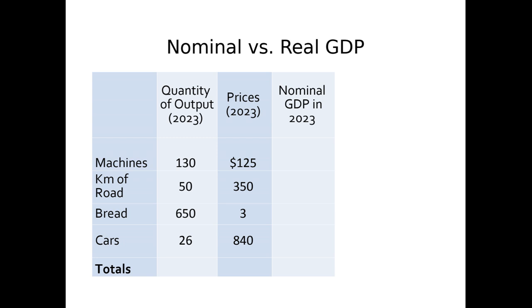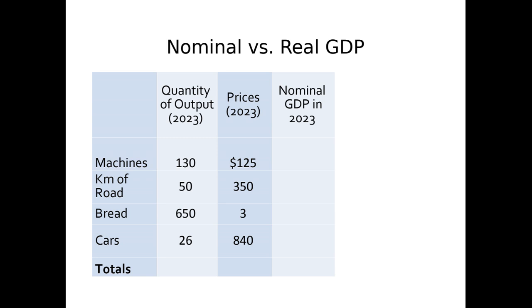So let's assume that this country is producing only 4 products: machines, kilometers of road, bread, and cars. The quantities for 2023 are 130 machines, 50 kilometers of road, 650 bread, and 26 cars. Now, we can't add these 4 numbers because they have different units. So we have to convert these quantities into value by multiplying by their respective prices.